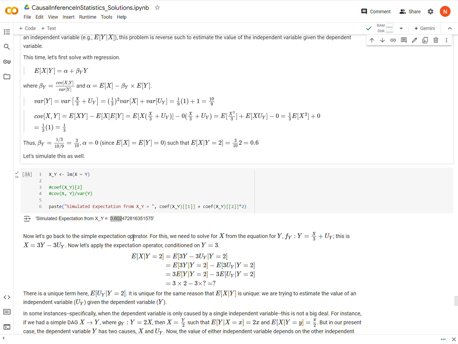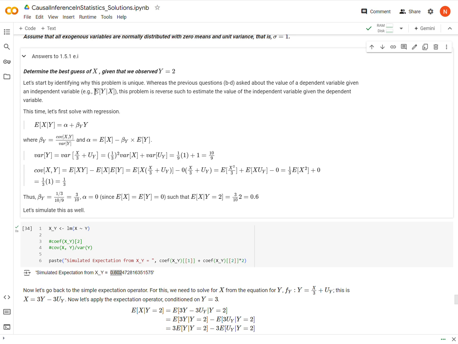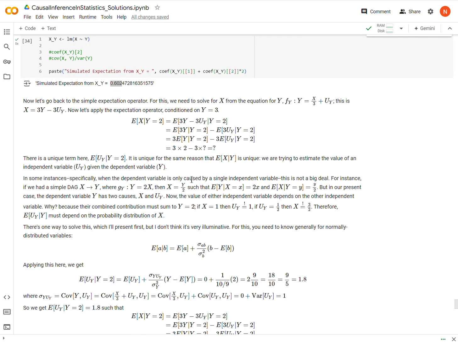Now let's go back to using just simple expectation operators. Well, it's not so simple in this case.